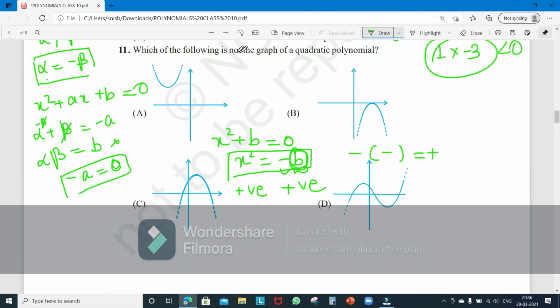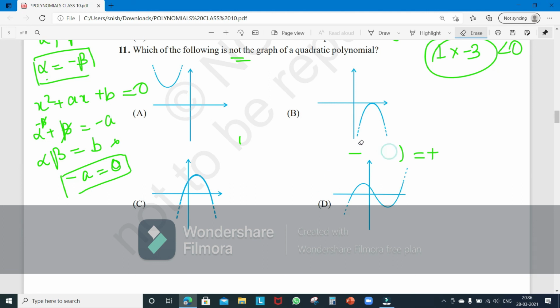Okay, next, which of the following is not the graph of a quadratic polynomial? Let's analyze this question and the options to answer it. The basic thing, let me tell you before: for a quadratic polynomial, if you look at the roots, you can find out the number of solutions you can get, the number of roots. For a quadratic polynomial, the maximum number of roots is 2, right? The minimum number is 0. It might not have any roots, that's also possible, right? So you can have 0, 1 or 2 roots.